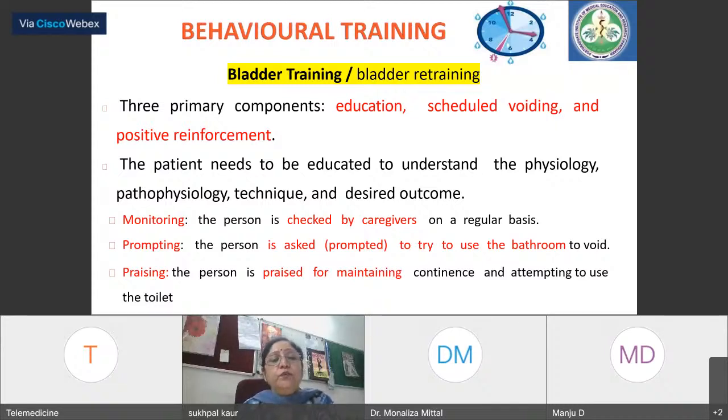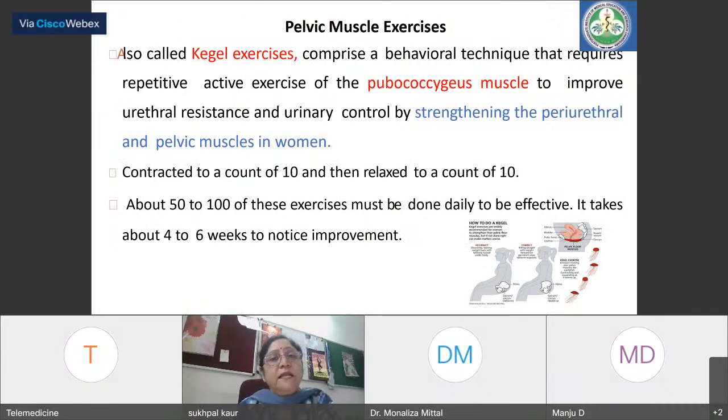Whatever techniques we make use of for our kids, we need to make use of all these activities for the patients who are survivors of head injuries. Pelvic muscle exercises, including Kegel's exercises, have also been proven to be quite beneficial in these patients. Here, we have to tell the patient to contract the pubococcygeal muscles to a count of 10 and then relax to a count of 10. About 50 to 100 of these exercises must be done daily to be effective, and it takes around 4 to 6 weeks to notice the improvement.